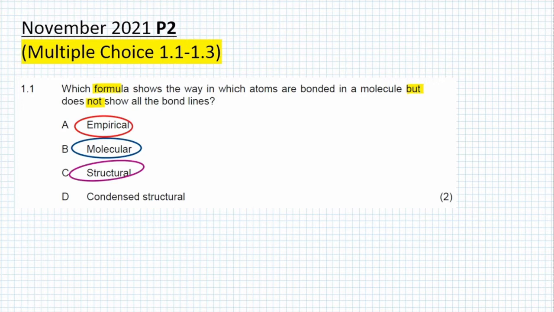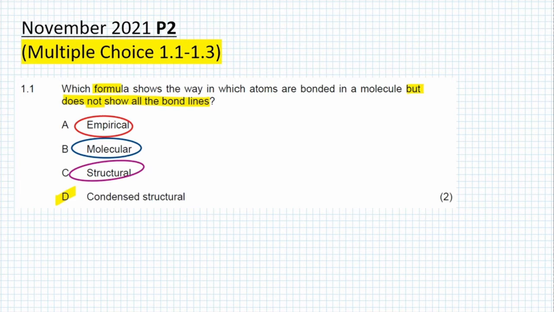But then we have the condensed structural formula, which is similar to the structural formula, but does not show all the bond lines. So the answer to question number 1.1 is D, the condensed structural formula, and this answer will get you 2 marks.